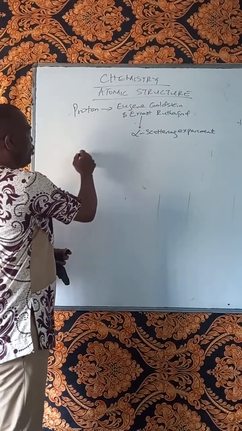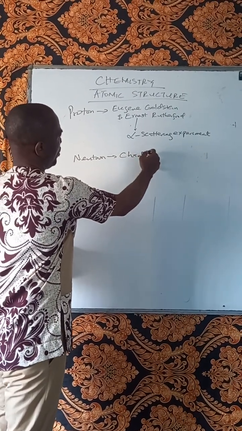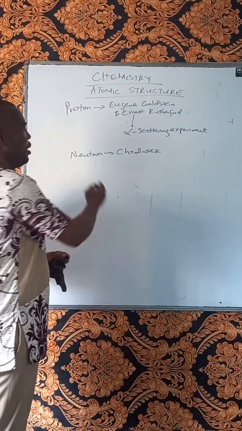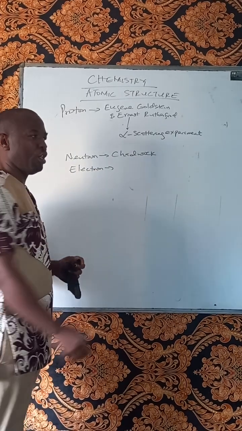Then, the neutron was discovered by a man called Chadwick. He also determined that the neutron has no charge. The electron was discovered by a man called J.J. Thomson.